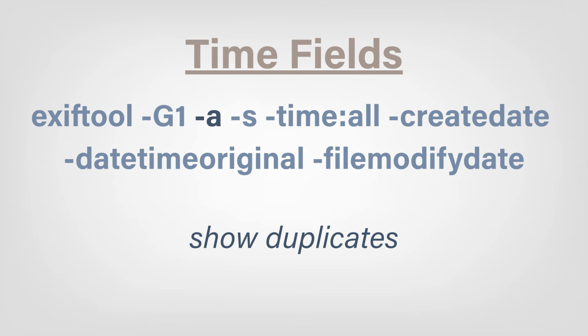The -A means show duplicates. Without it, Exiftool hides repeated tags and just shows the first. With the -A, you see everything. So if you have two versions of date created existing in different groups, you'll spot it.